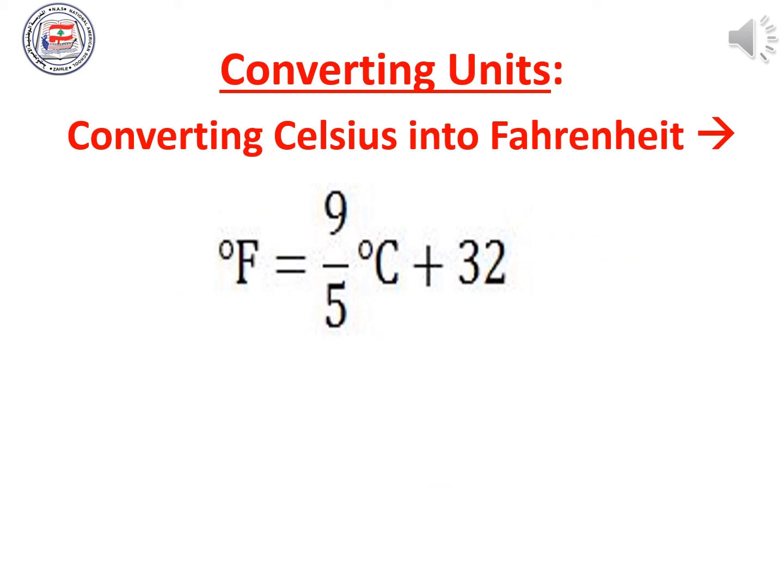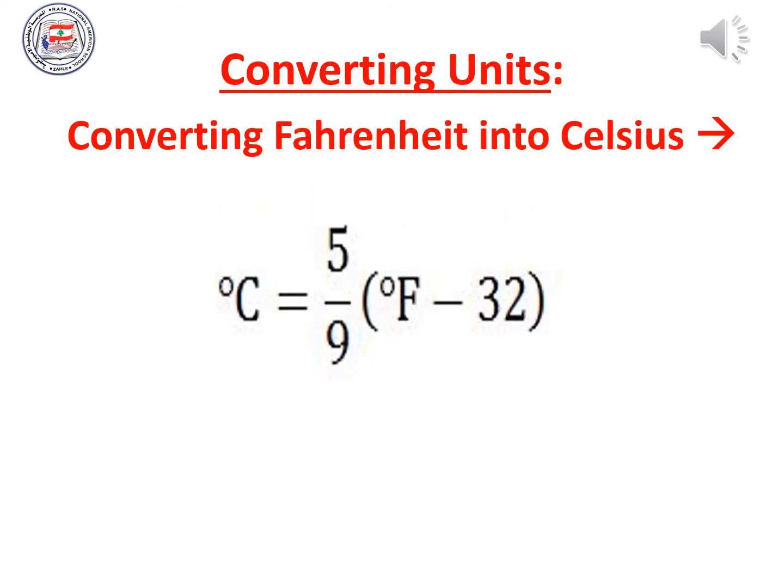Now we are going to talk about converting units. In this lesson, we are going to learn how to change from Celsius into Fahrenheit degrees and from Fahrenheit into Celsius degrees. First, converting Celsius into Fahrenheit. So if you know the temperature in degrees Celsius and you want to find it out in degrees Fahrenheit, you use the equation that you see in front of you. Degrees Fahrenheit is equal to 9/5 times degrees Celsius plus 32. Of course, you do the multiplication and then the addition.